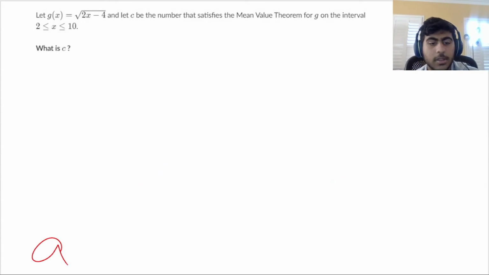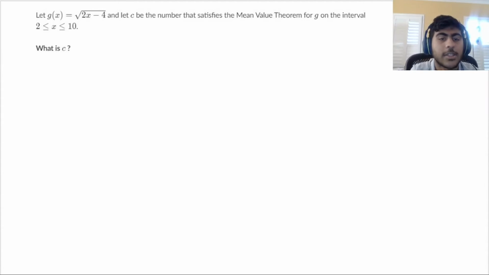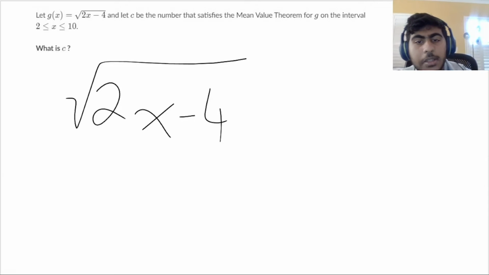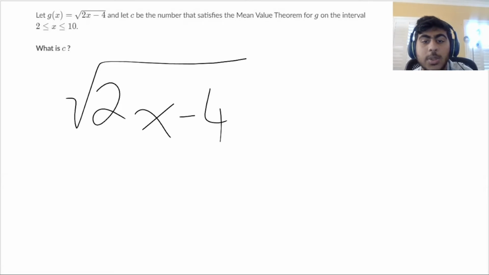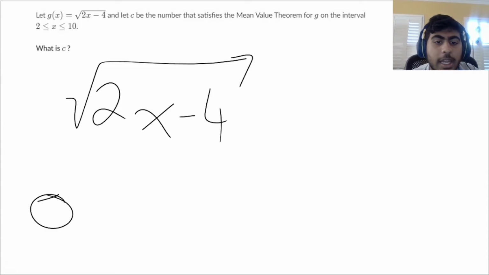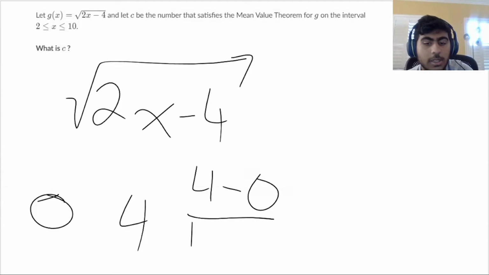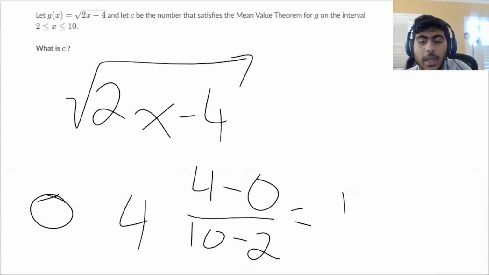Alright. Now, we are told that g of x equals the square root of 2x minus 4, and c is the number that satisfies the mean value theorem on 2 is less than or equal to x less than or equal to 10. So first we find the average rate of change. We plug in 2, we get the square root of 4 minus 4, or 0. Plug in 10, we get the square root of 20 minus 4, the square root of 16, which is 4. So the rate of change is 4 minus 0 over 10 minus 2, or 1/2. So 1/2.